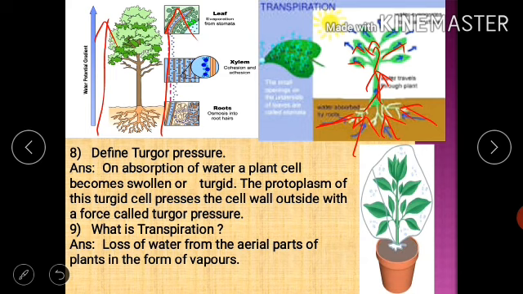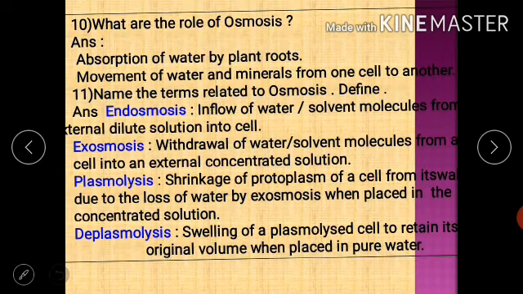Now next question is define turgor pressure. What is turgor pressure? On absorption of water, a plant cell becomes swollen or turgid. The protoplasm of this turgid cell presses the cell wall outside with a force called turgor pressure.